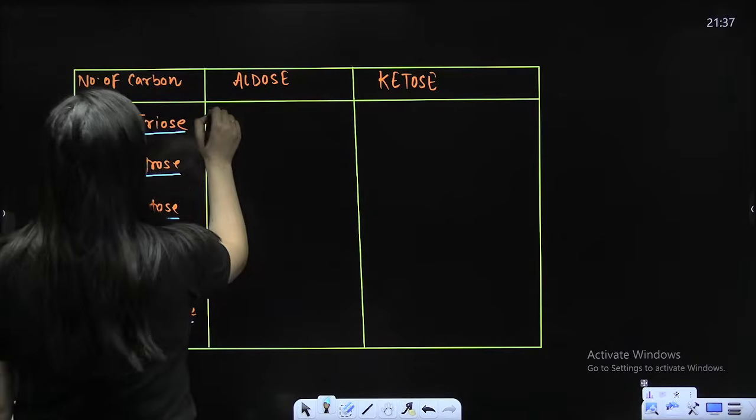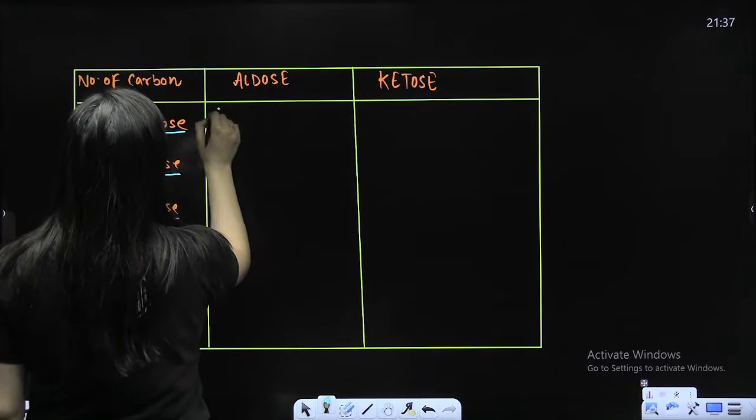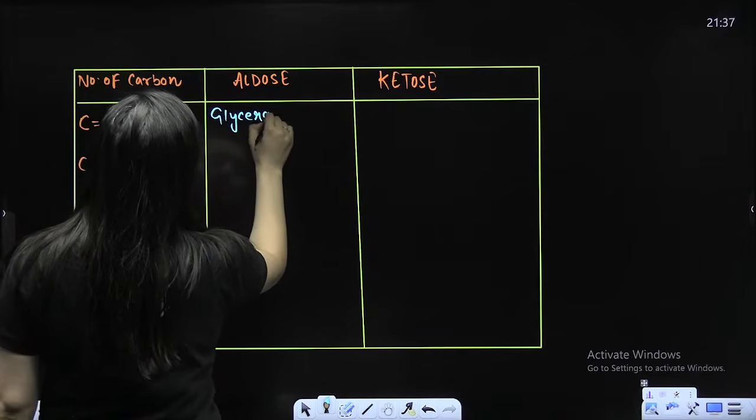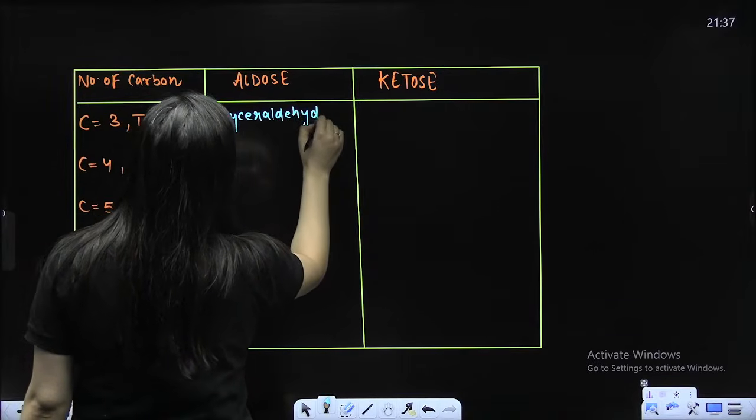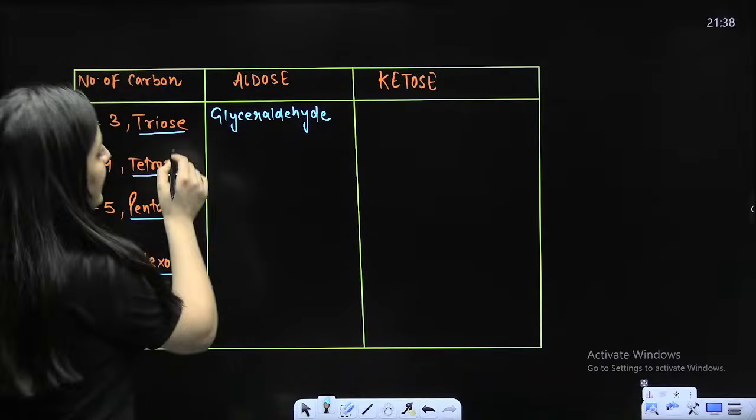So aldose. The example here is glyceraldehyde. What do you have here? 3 carbons and the functional group is aldehyde, right? So you are calling it triose, because number of carbon is 3. Am I clear? So glyceraldehyde is aldotriose.